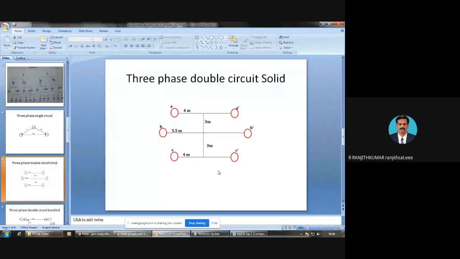If it is a transposed line, what are the changes you have to do here? Anyone? Any guess? You should not hesitate to answer, Kana.